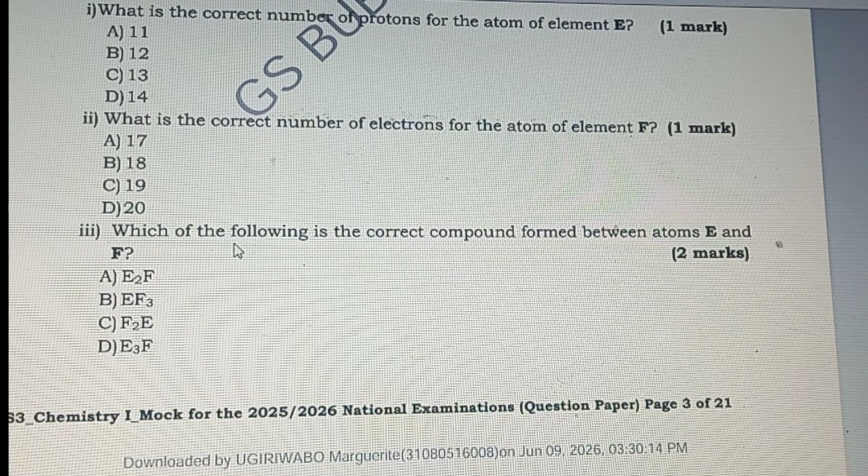And then in order to know the chemical formula between E and F, we can exchange its number of valence. E has 3 and F has 1, and then we exchange the valence. We get the chemical formula of E1, F3. That means the best option is this one, B.